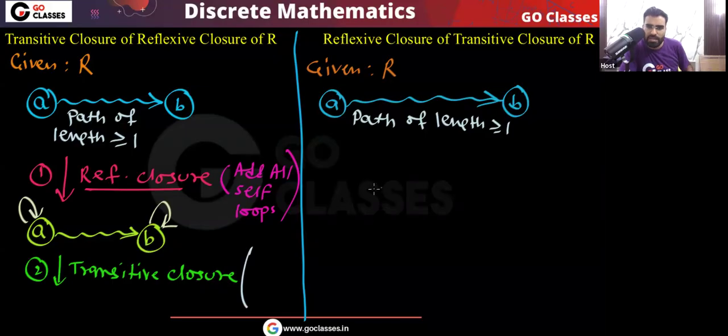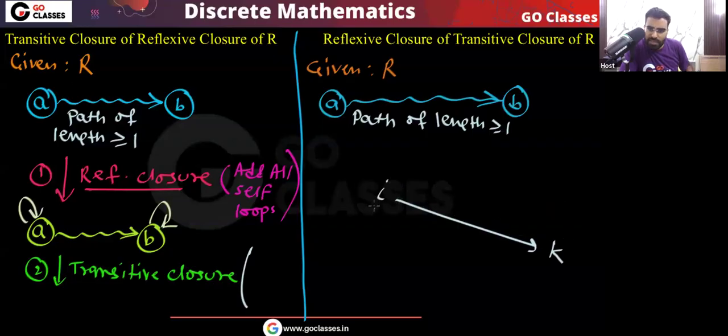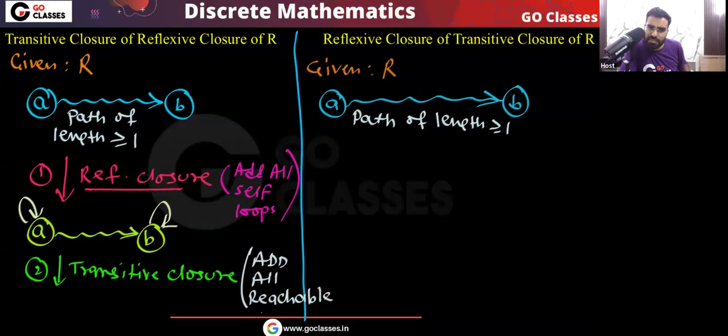I can say, from a vertex i to j, if there is a path from i to k, which means from i this k is reachable, then what we will do? Then we will put this edge. Yes or no? This transitive edge we will put. Very simple. So you know how to find the transitive closure. For that we will add all reachable pairs.